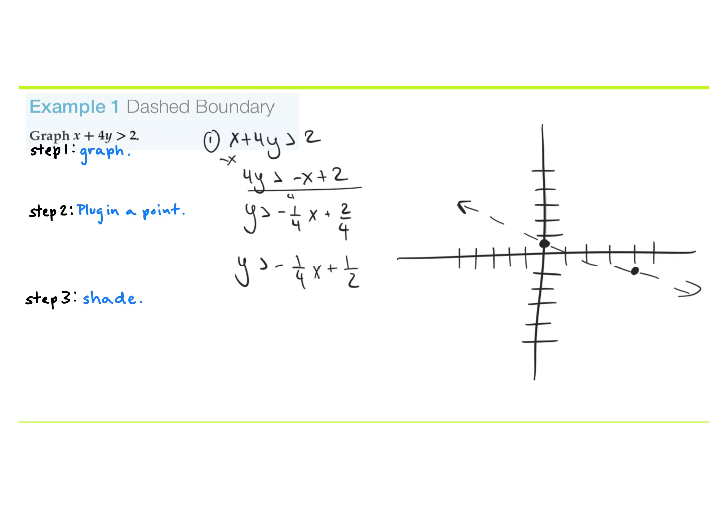Now, how do we figure out which way to shade? They're telling us the y is greater than, so that means that the y is going to be bigger than the line. So when y increases is when we go up from that y-intercept point. That will be a great point to check. And then you just shade above from it.